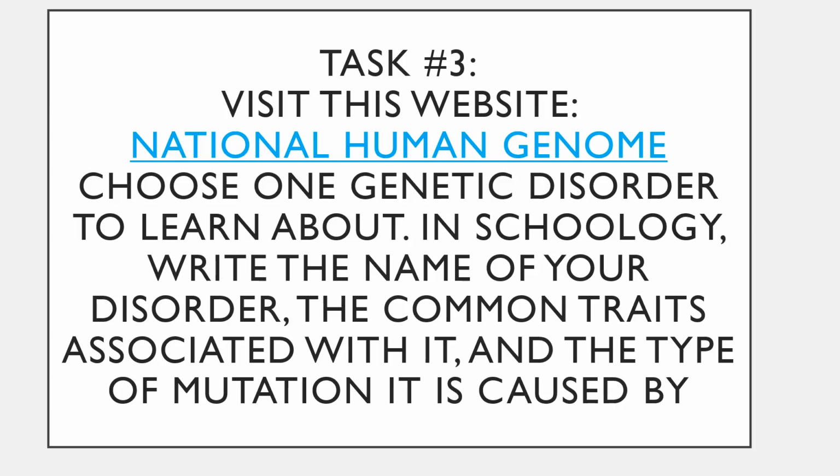You write the name of the disorder that you picked, the common traits associated with it, and the type of mutation it is caused by. If there is not something specific about the mutation, I would maybe pick a different one, but it's usually pretty good about telling you what type of mutation it is or where it's going to happen on the chromosome. Okay, so you submit that in Schoology, and then you are done for today.